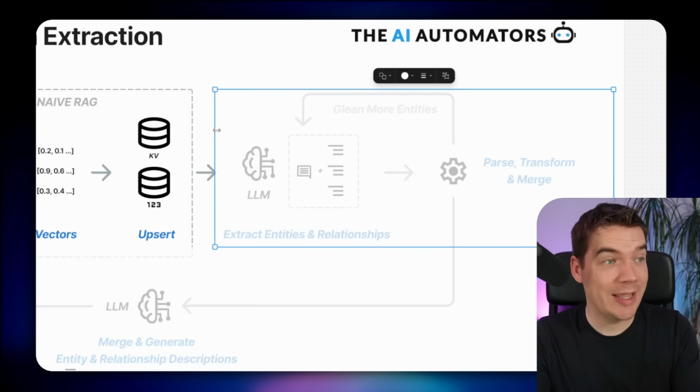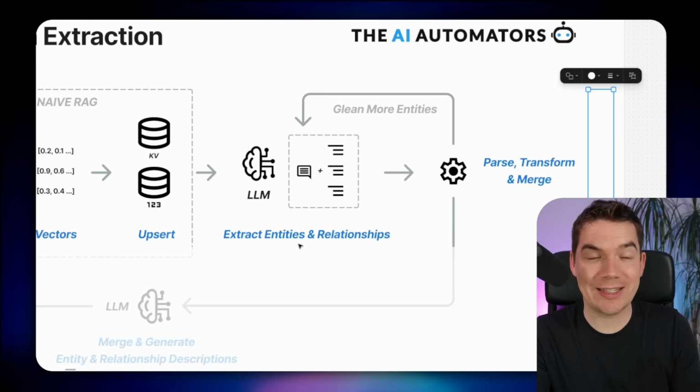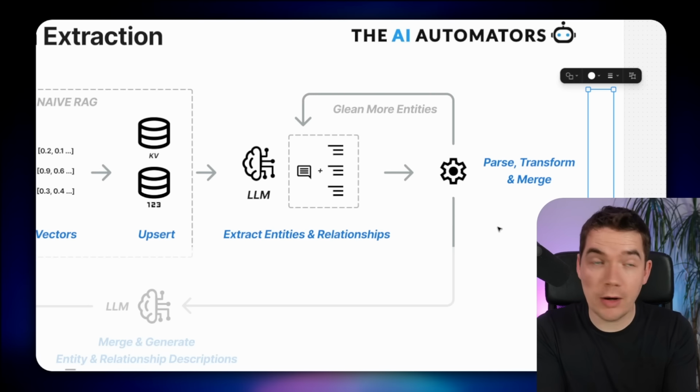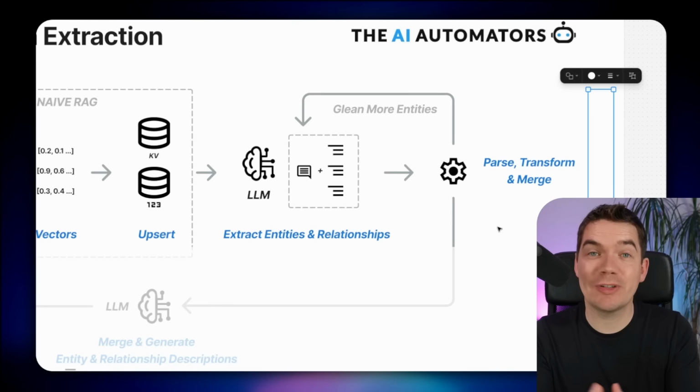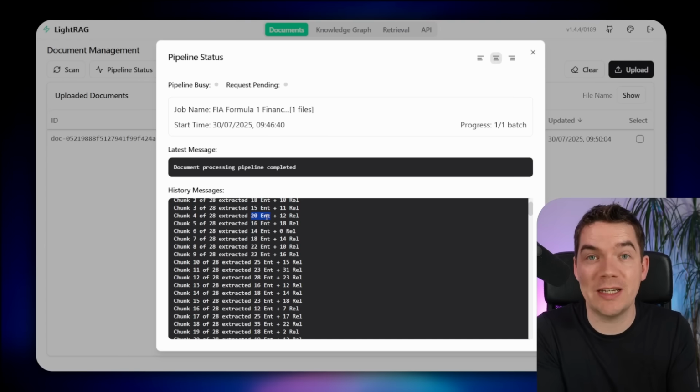Where things get interesting though, is after the chunks are embedded, they're sent into an LLM to extract out entities and relationships. So there's various preset prompts within the LightRAG codebase that it uses to accurately extract out these. All of those entities and relationships are then parsed and transformed and merged. And if we didn't receive enough from the LLM, it goes back through a loop to glean out more entities from the LLM. So that's essentially what you see here with each of these chunks. You can see that for chunk 4 of 28, it extracted out 20 entities and 12 relationships. So the merging side of it could be that in chunk 5, where there's 16 entities, maybe half of those are already gleaned from chunk 4. So there is a need to merge entities so that we don't have duplicates.